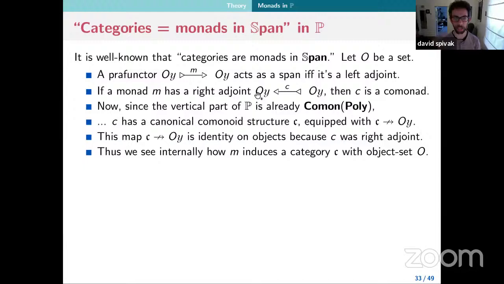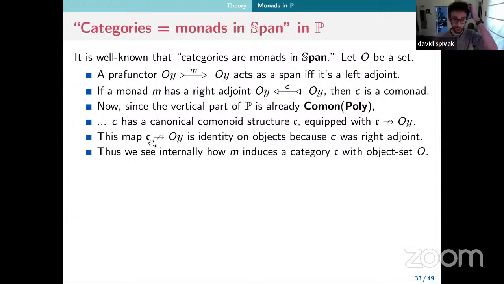And now, since the vertical part of P is already comonoids in poly, I think some technology from Shulman and Cruttwell will tell us, but you can just prove it directly also, that C, this polynomial here mapping to OY composed C and from C to C composed OY, has a canonical comonoid structure and is equipped with a map from C to OY. And comonoids in poly are just categories. And it turns out that this map will be identity on objects because C is a right adjoint. If you believe a lot of these assertions, which are not too hard to prove once you get used to working with this stuff, especially with those abacus pictures, they at least helped me a lot. You get used to seeing that what we found is that a left adjoint monad has become a right adjoint comonad, which becomes just a comonoid in poly with an identity on objects map to O. So it just becomes a category with objects O. And so that's kind of internally how M induces a category.